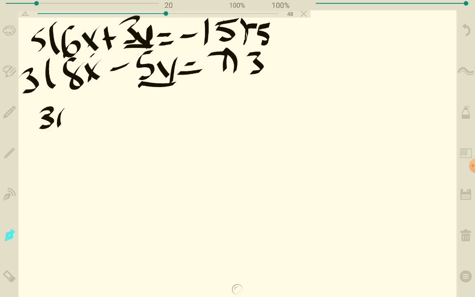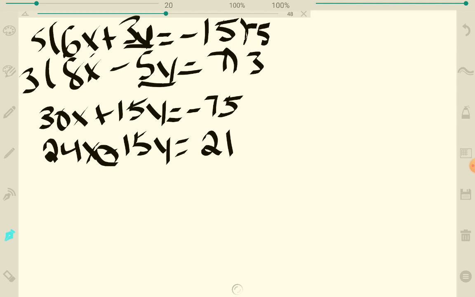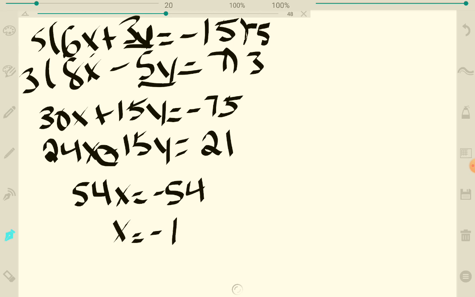Then I would get 30x plus 15y equals negative 75, and 24x minus 15y equals 21. Since this 15 has a negative in front, we would add, and we would get 54x equals negative 54. So we get x equals negative 1 for our x value, and we can plug it in.